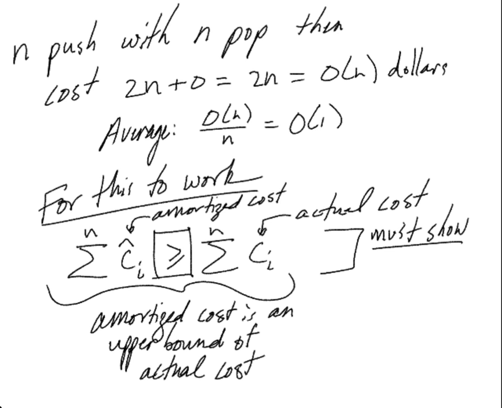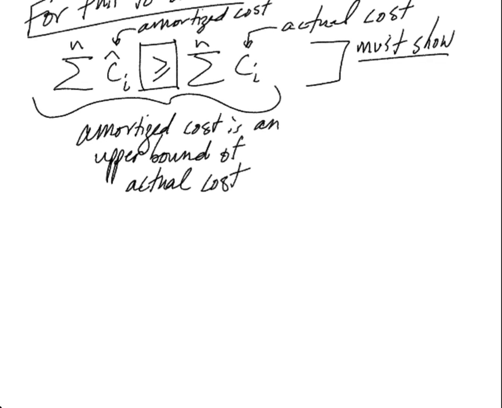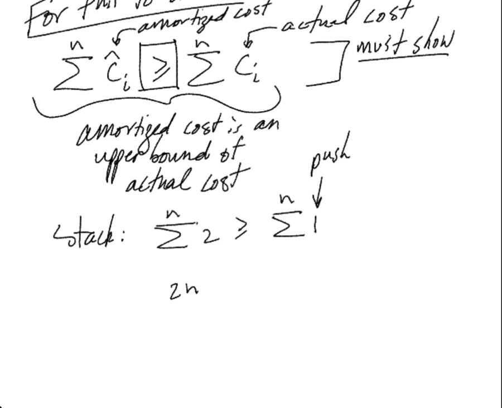Okay, so let's do it for the stack case. So for the stack, the amortized cost over n operations is $2 times n. So that's equal to 2n. And we want to show that that is greater than or equal to the actual cost. So the actual cost is the sum over n of the cost of a push, which is one operation, plus the sum over n operations of a pop, which is equal to 2n. So we can check that off.